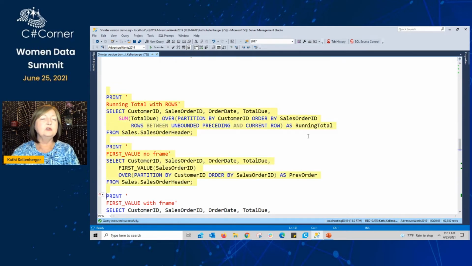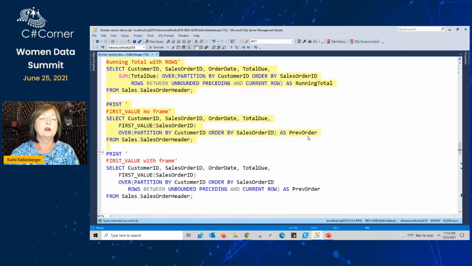I also can use a frame with first value. And in fact, if you use last value and you don't use a frame, you will get completely crazy results. It'll basically tell you the value of the row you're on, because by default our edge really is current row for the frame. So if we use last value, that's what it will give you.